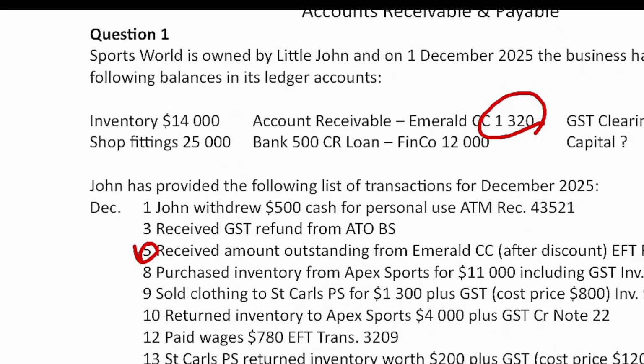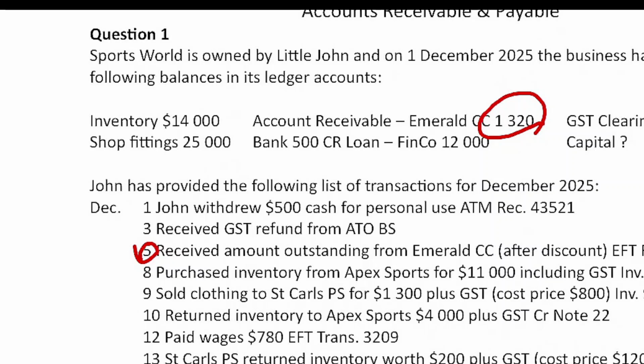Tanush, what's the double entry for 5th? Bank debit, 1320. Accounts receivable credit. Why do you debit bank? Your bank's increasing. And accounts receivable went down. Okay. Did you understand, Anna, Kohli? What's the mistake? The other way. Yeah, cash we are receiving. See? Received amount outstanding from Emerald.